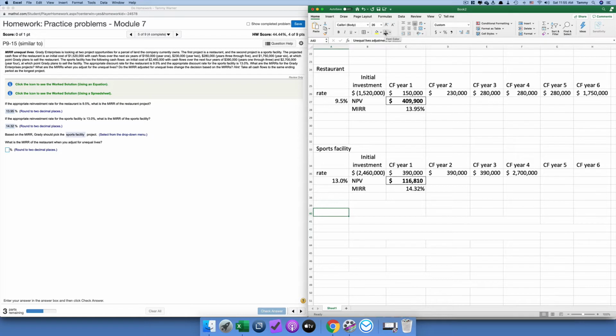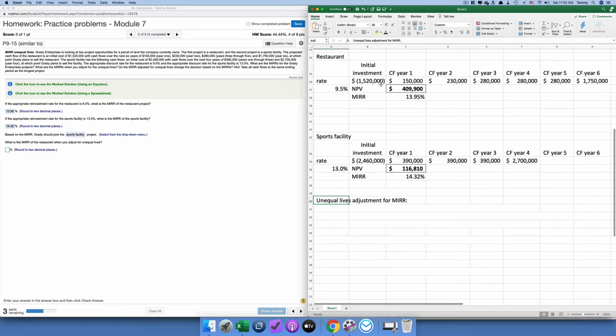Okay, so I've gone and written this all out for you already in white color, so I'm going to walk you through all the notes of this. Okay, so here is how you do the adjustment for unequal lives with the modified IRR. So the first thing you need to do is identify which one is a shorter timeline, and that is the sports facility. And this is one of the many reasons why I like to do my timelines horizontally. They don't necessarily work out as well when you're trying to be compact in your presentation, but as far as providing better information, in my opinion, it's better to go horizontally with your timelines.